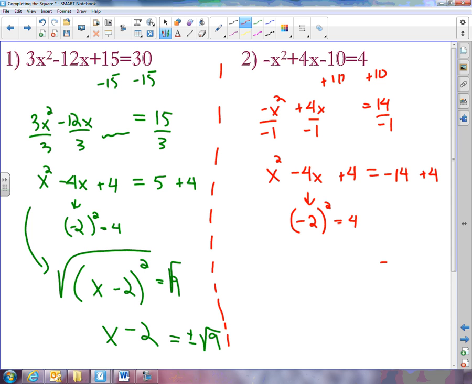So now I'm going to simplify this side. It's going to give me negative 10. And then I'm going to rewrite this as a perfect square trinomial. It's always going to be x and whatever that number is. If you want to think about it with factoring, that's fine too, like we did in the previous example.